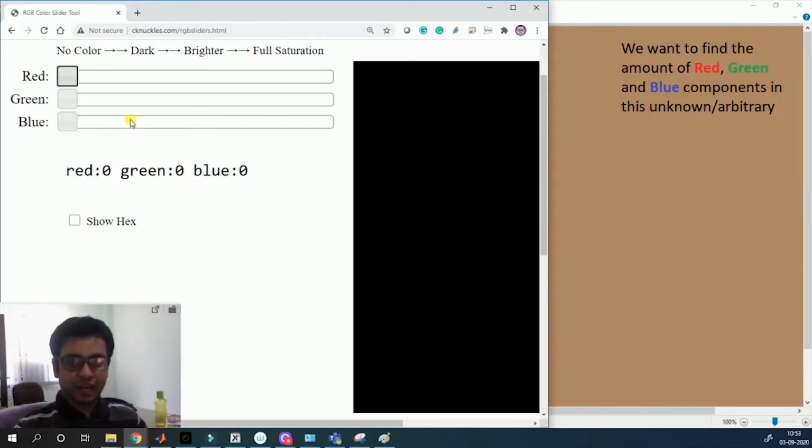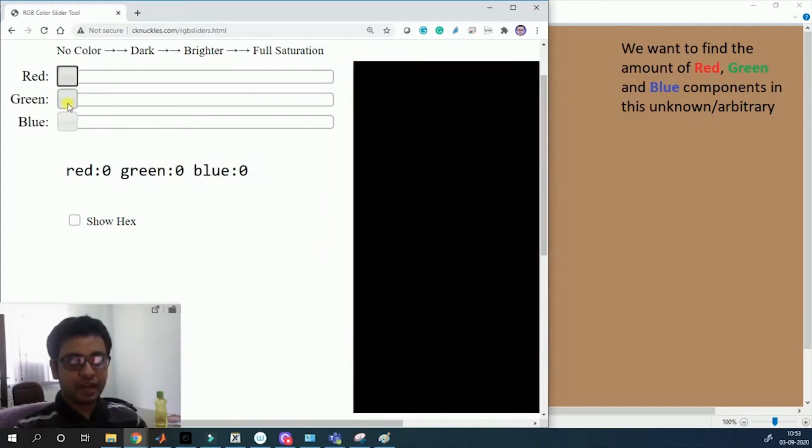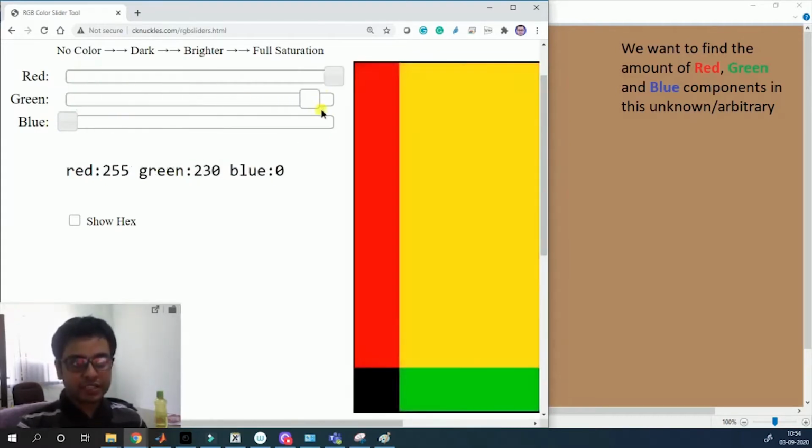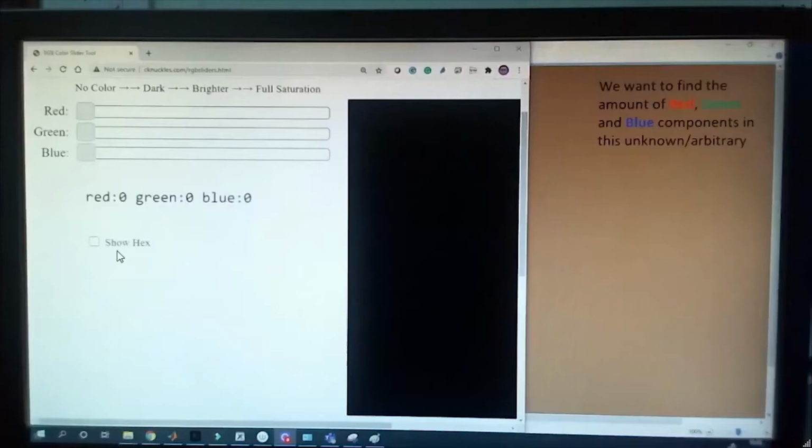Any arbitrary color can be produced by mixing three primary colors: red, green and blue. For example, red plus green creates yellow. Now suppose we have an unknown color and we want to know the red, green and blue components present in this color. We can do the following experiment.